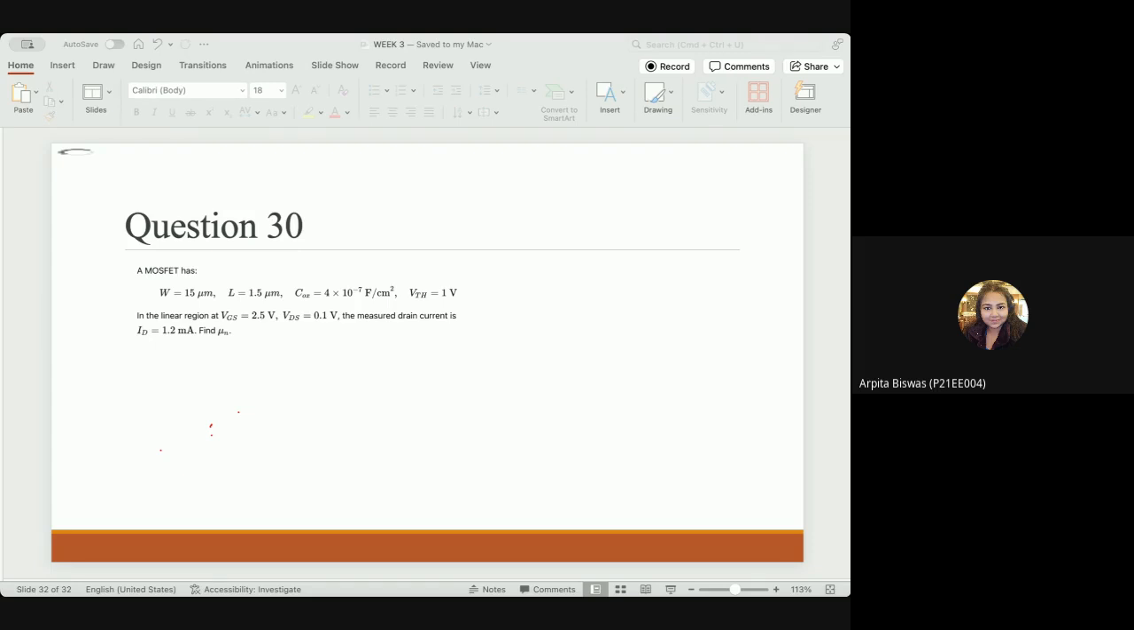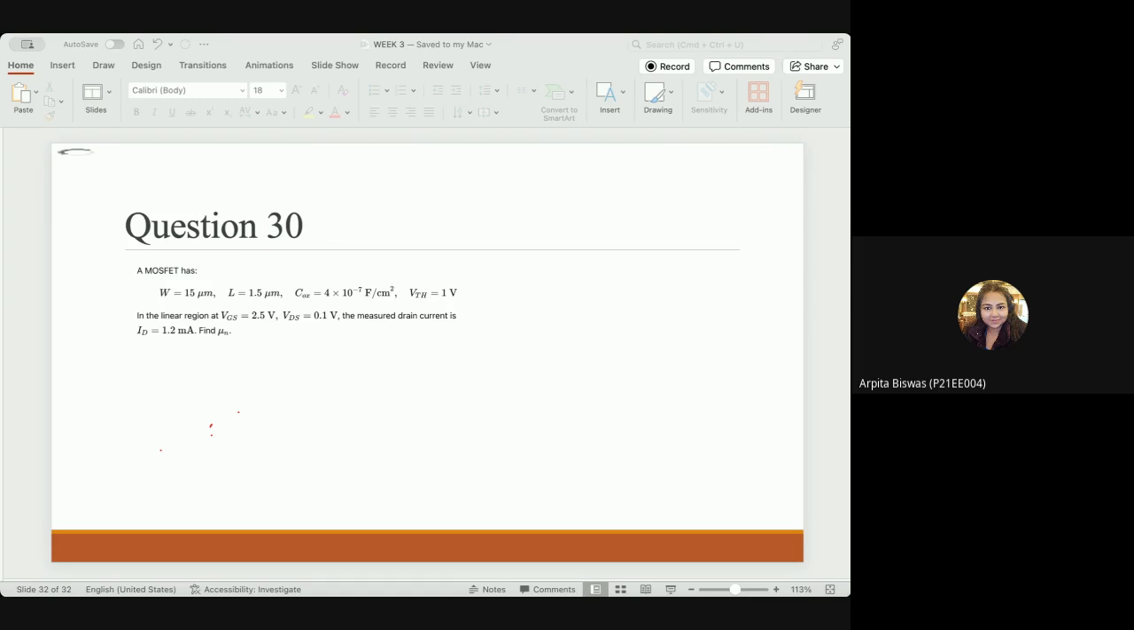So what is the value of mu here? It is 2068 centimeter square per volt second. Just see it carefully. The value is 2068 centimeter square per volt second, because W by L is 10, and (VGS minus VTH) into VDS minus VDS square by 2, just calculate this value. This is 0.145.